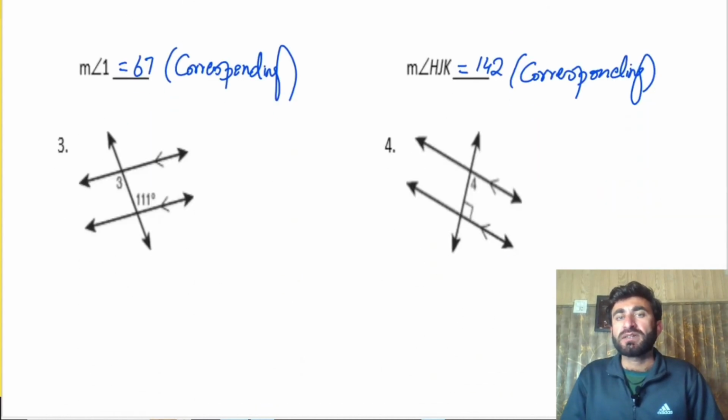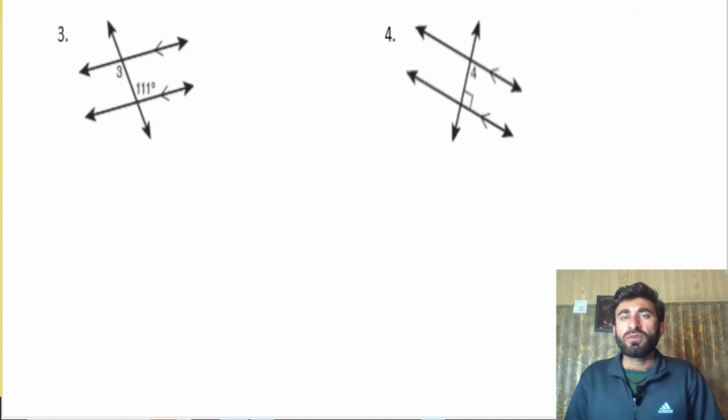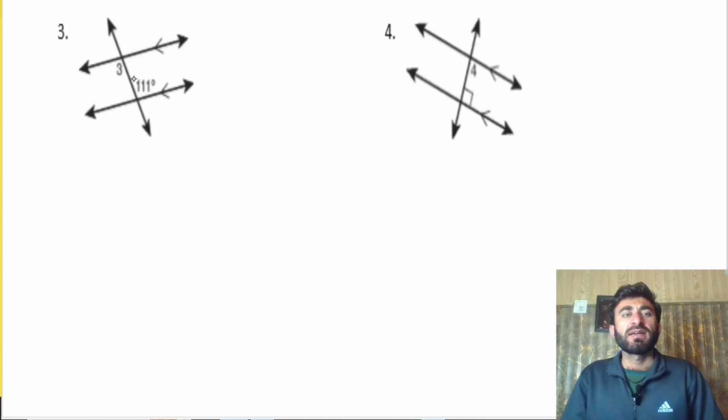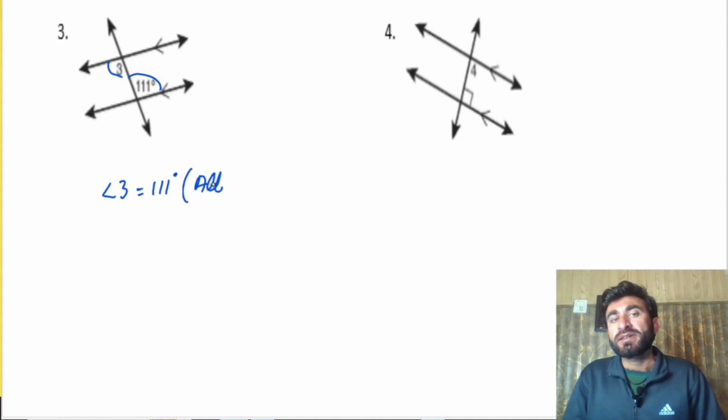I hope you can see it now. Okay, next in question number 3 and 4, just moving a little fast, angle 3 and angle 111. So we can guess that angle 3 will be equal to angle 111. What's the reason? Because they are alternate interiors. Mentioning only alternate angle will be enough.